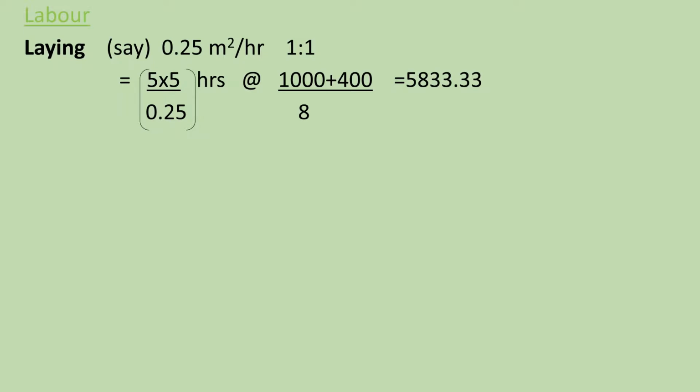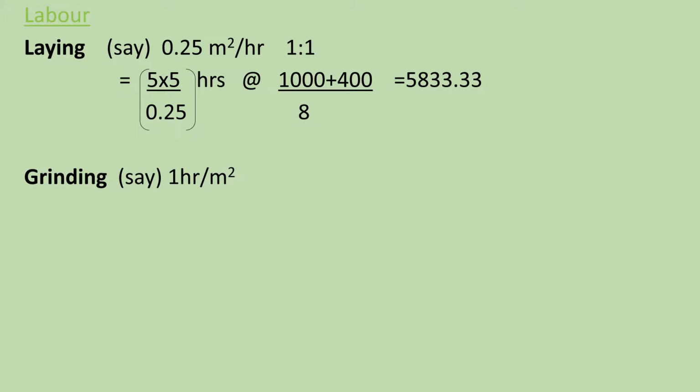So the laying cost, here we shall make assumptions because we were not given the data. So we shall assume for laying, using the previous data that we have done, per hour we shall lay 0.75 meters squared, taking a gang of 1:1. So if 1 hour we shall lay 0.75, what about 5 times 5 meters squared? It will be 5 times 5 meters squared divided by 0.75 to get the number of hours. Then we multiply the cost per hour of both the skilled and unskilled laborer. The skilled is 1,000, the unskilled is 400. Then we divide by 8 hours to get the cost per hour. So it shall be 25 divided by 0.75, we multiply by 1400 divided by 8. We get 5,833 shillings point 33.